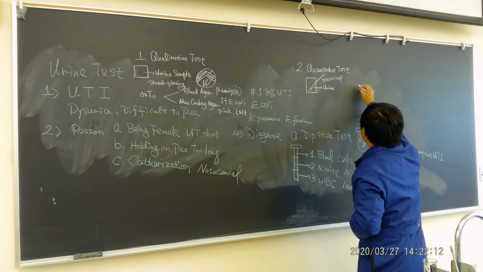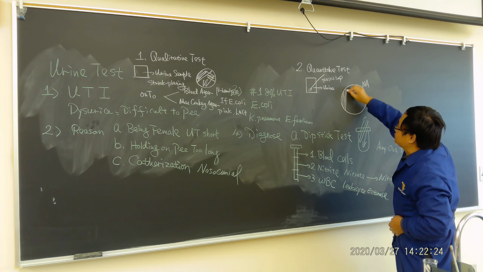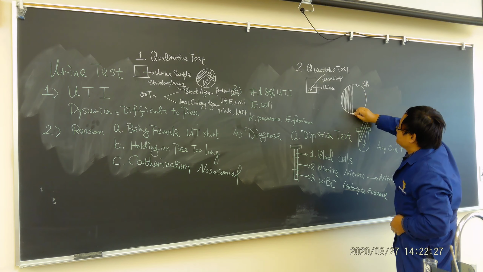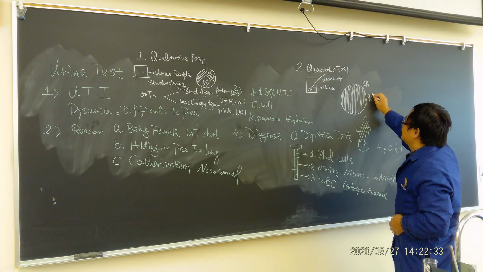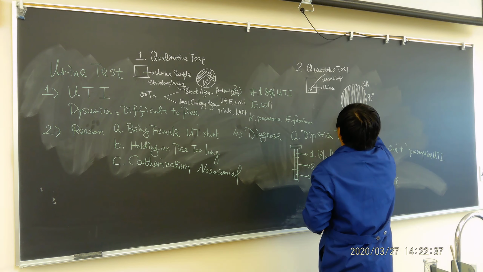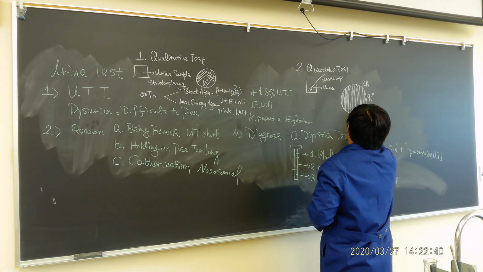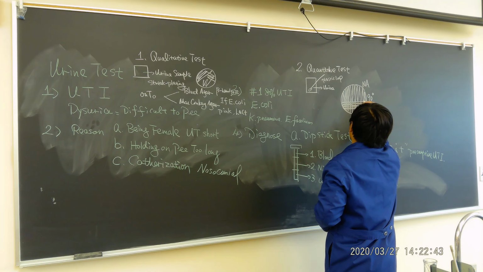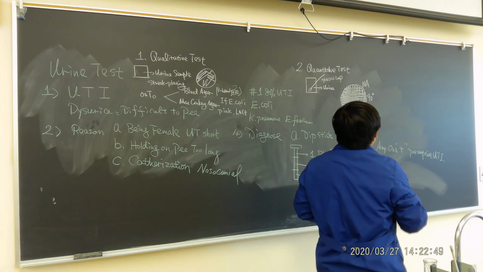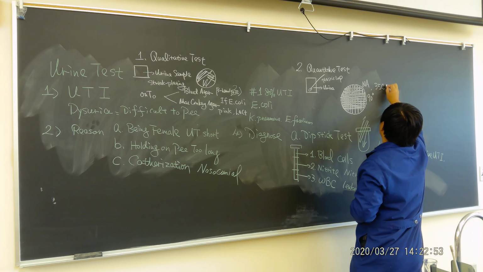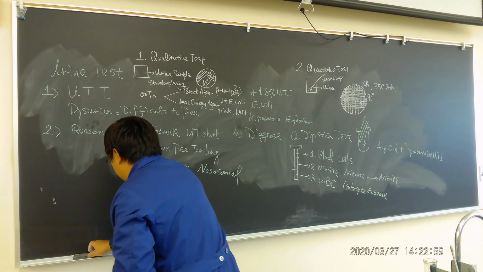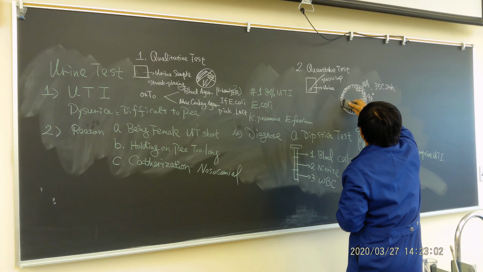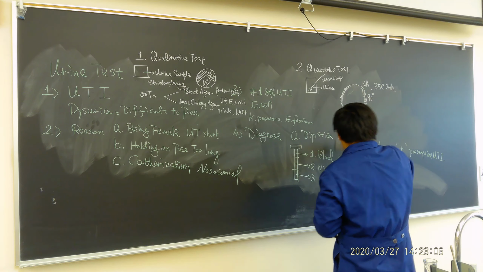When you take the plastic loop out, you will do a very intensive, gentle streak like this. Then turn 90 degrees. With the same loop, don't go back to the urine, do a second very intensive streak. Then we will do incubation, 35 degrees C, 24 hours. After incubation, we will see some colonies there.